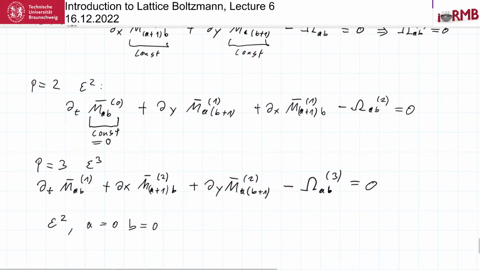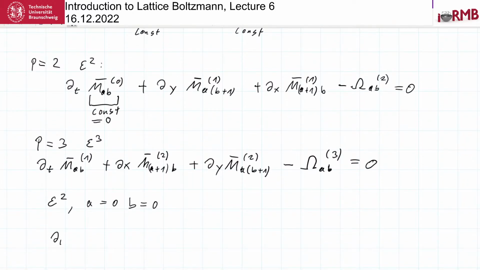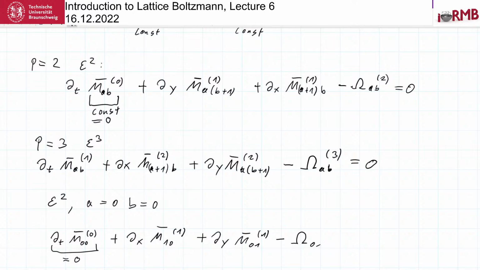What would this mean? So this would be dt m00 of order 0, where we already determined that this is equal to 0 because it would be constant, plus dx m10 order 1 plus dy m01 order 1 minus omega 00 order 2 is equal to 0. Now we are more specific.